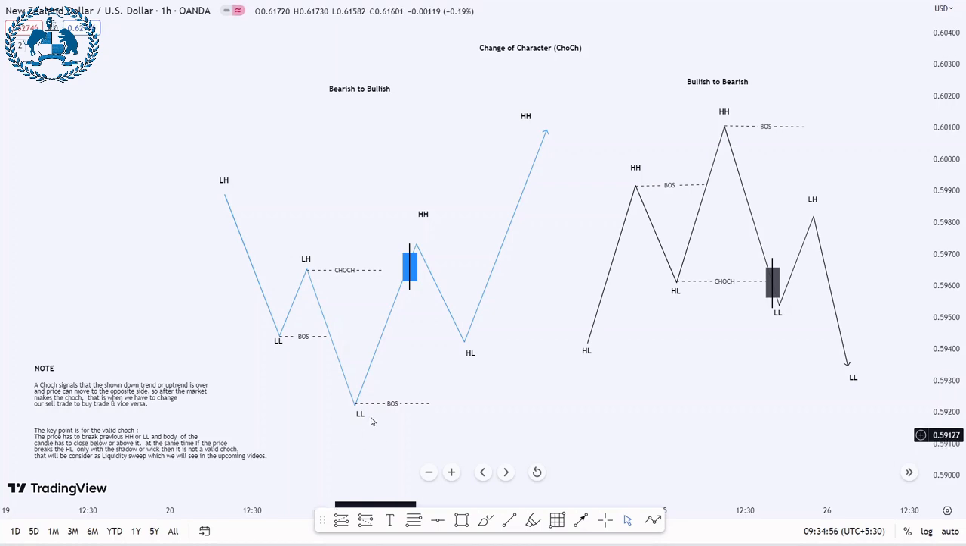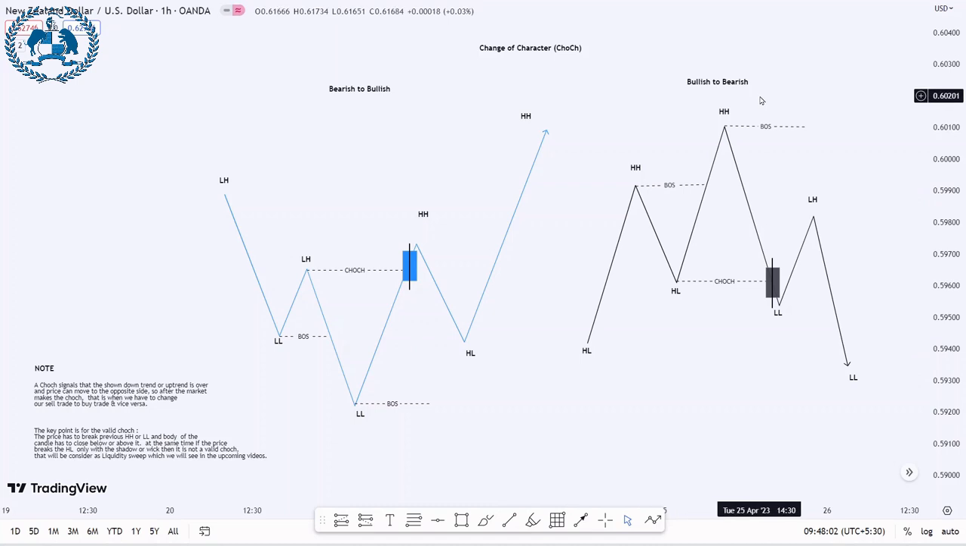So here you can see this is our lower high, lower low. When the price moves towards the upside, the candle body has to close above this lower high. Then we have to confirm our CHOCH. Once after marking our change of character, we have to think that the market is looking for a trend reversal. So we have to look for our buy trade here.